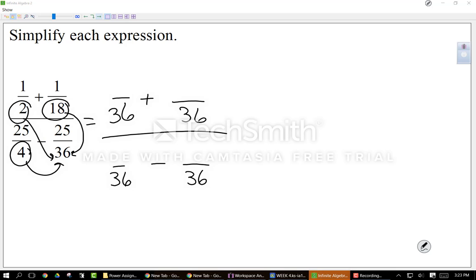If you want to use 72 or 108 or 144, that's okay. You just have to simplify further. So now this 2 here, I had to multiply by 18. So that gives me 18 on top of that one. This 18, I had to multiply by 2. So this gives me 2, because 2 times 1 is 2.